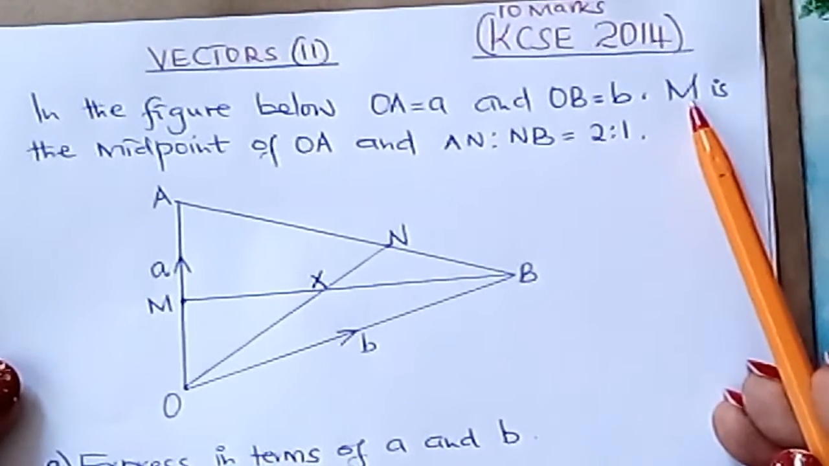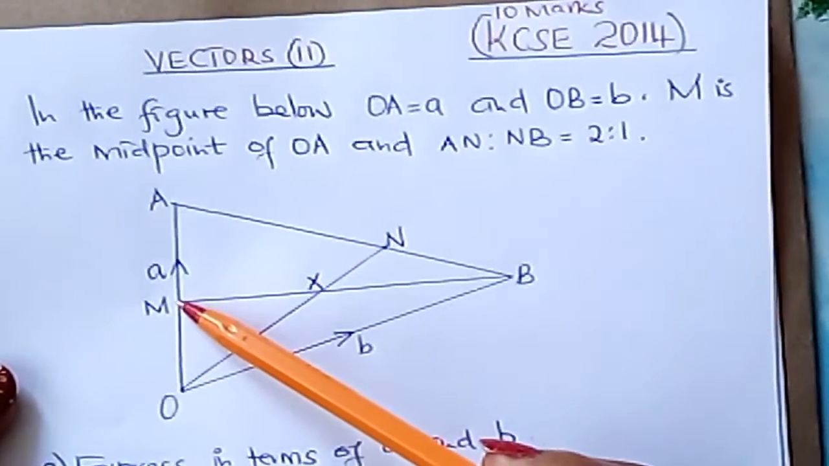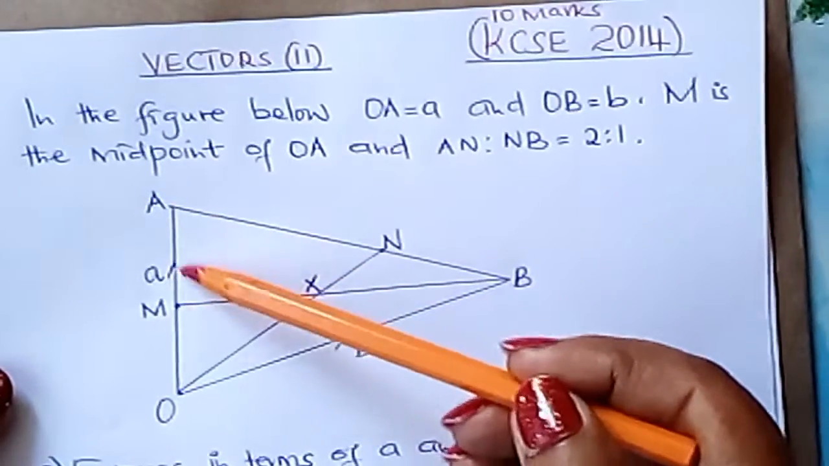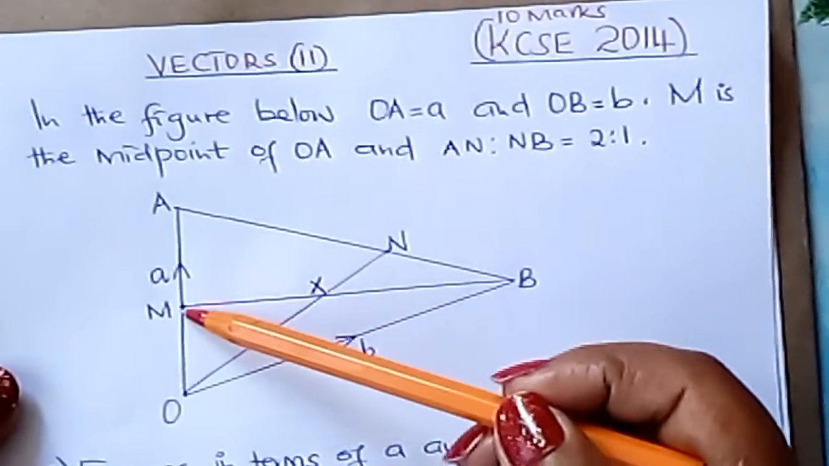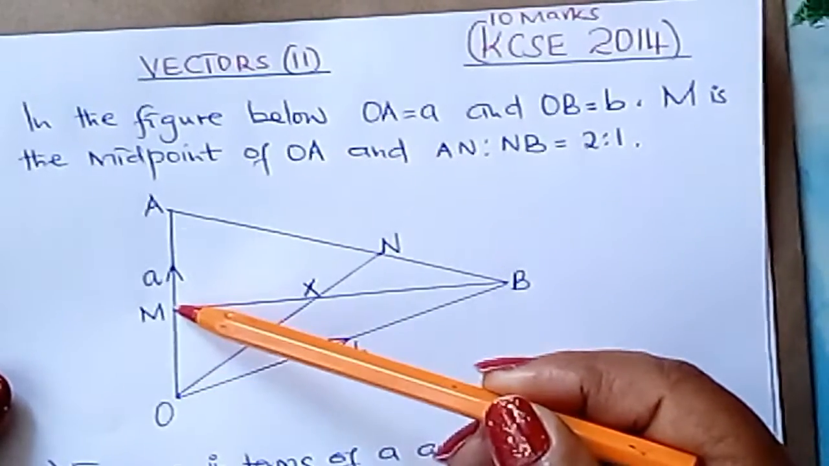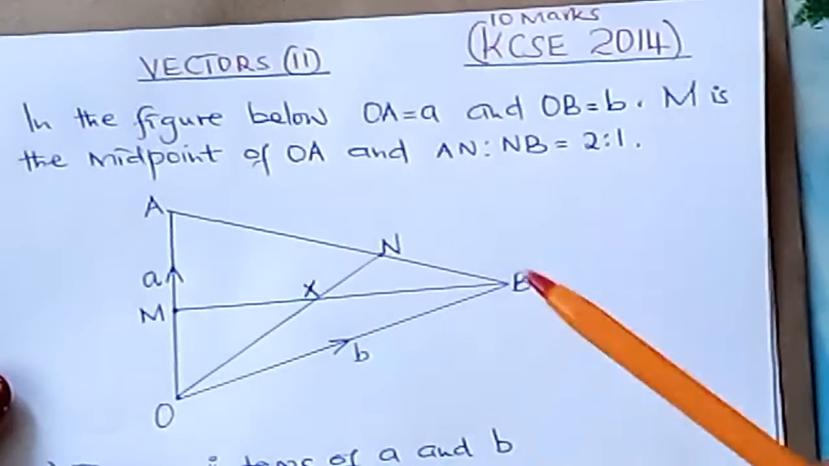Learner, M is the midpoint of OA. M, this one here, is the midpoint of vector OA. You can see the arrow there heading to A, OA, and M is the midpoint, and therefore, in short, OM is half of OA.